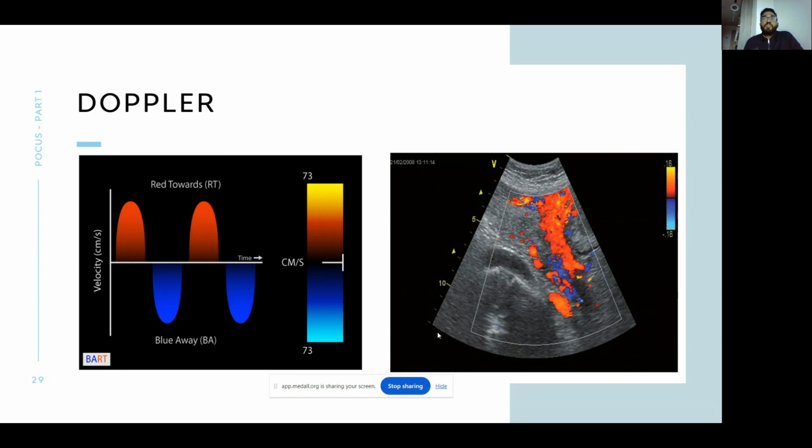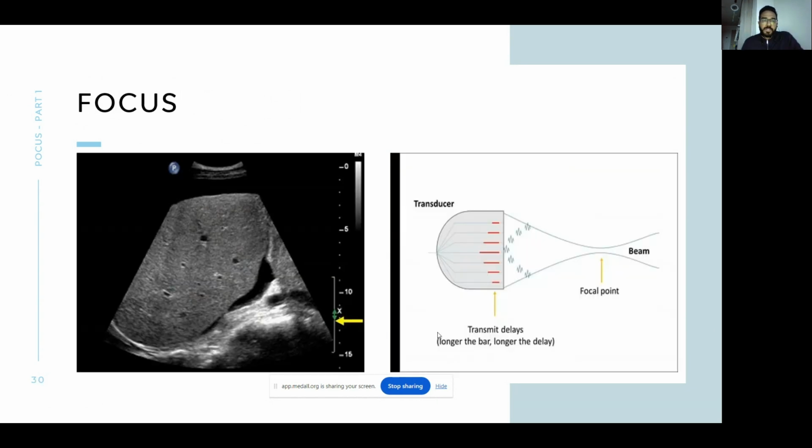And then there are numerical Dopplers, which will help us to give various measurements that will help to calculate various things. So there are different types of Dopplers. We have only looked at the most common or the most used Doppler, the color Doppler.